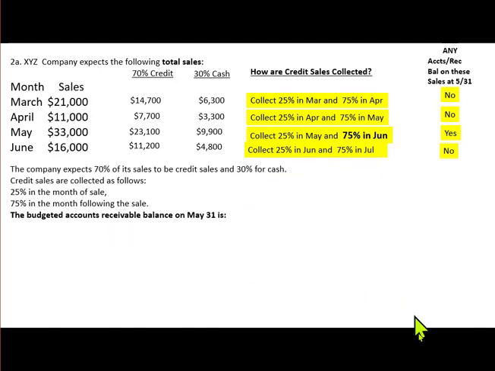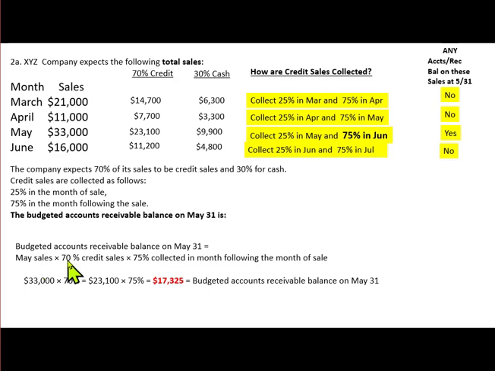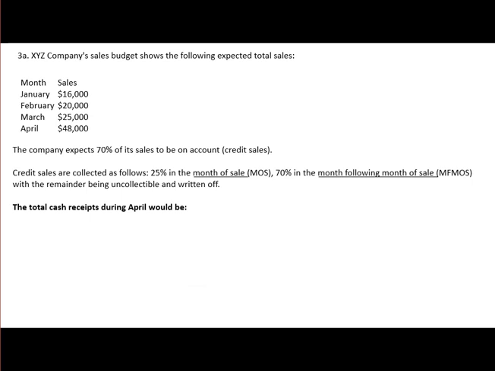So the answer here is the budgeted accounts receivable balance on May 31st should be basically 70% of May's sales times 75%. The answer here is $17,325, which is $23,100, the amount of May sales that are on credit, times 75%. That $17,325 will still be on our books at May 31st because we won't collect it until June. Let's go to the next question.